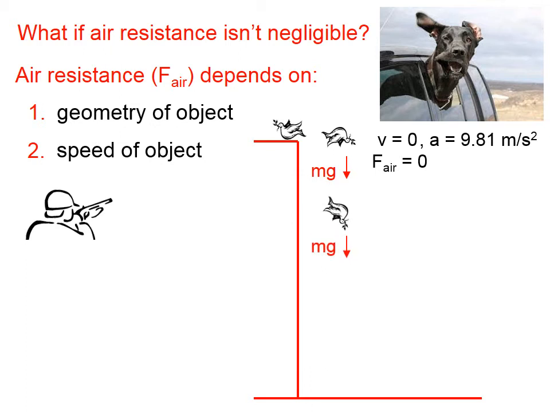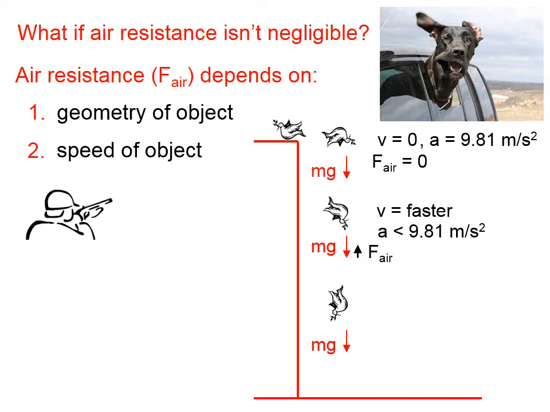Well, as it falls, it's moving faster. And as it moves a little faster, air resistance starts to build up on it, which means there's a little upward force from the air resistance, because air resistance always opposes the motion. The net force on this dove is no longer mg, but mg minus the air resistance. So he's still accelerating, but he's not accelerating at 9.81 meters per second squared anymore.